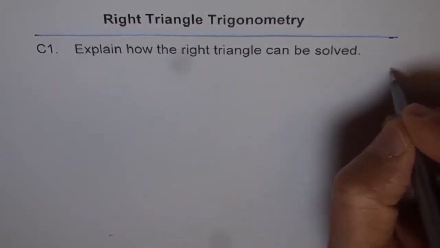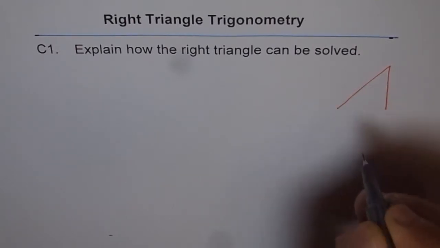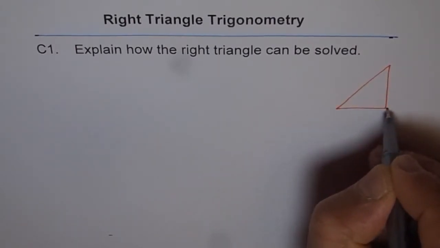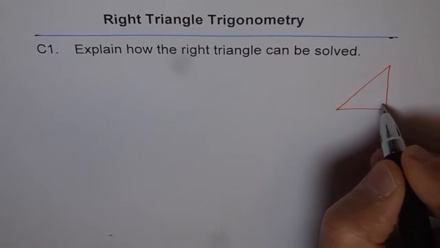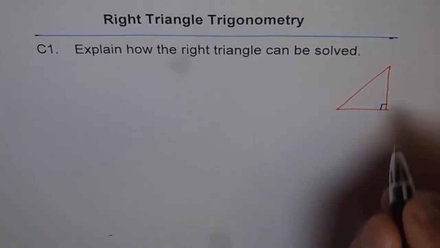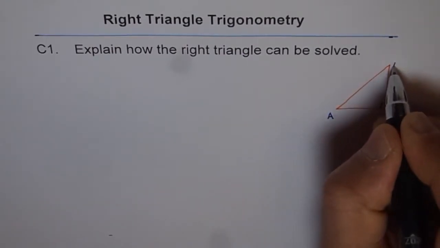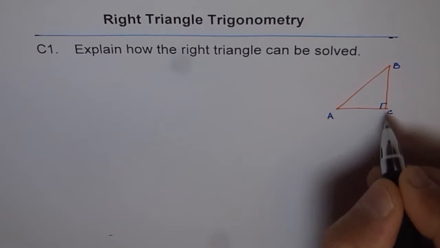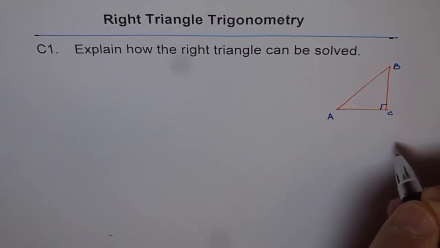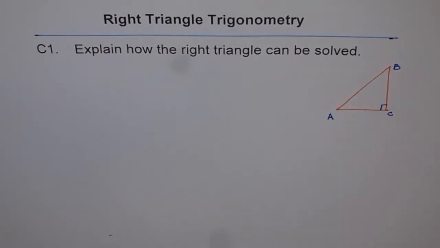So let's make one right triangle here. Let's say this is our right triangle. So that means this angle here we're talking about is the right angle. Let the triangle be ABC, where C is the right angle. Now when we say solve the right triangle, what do we understand?